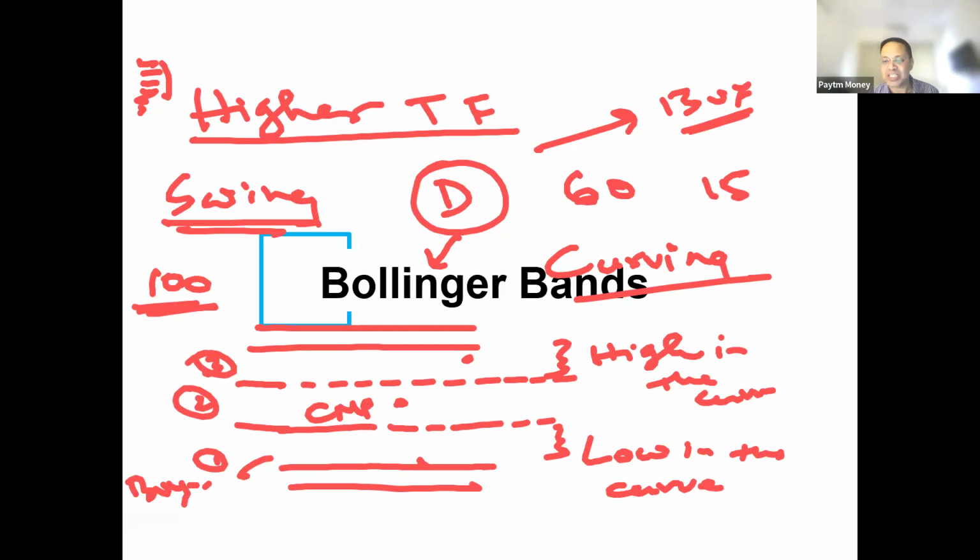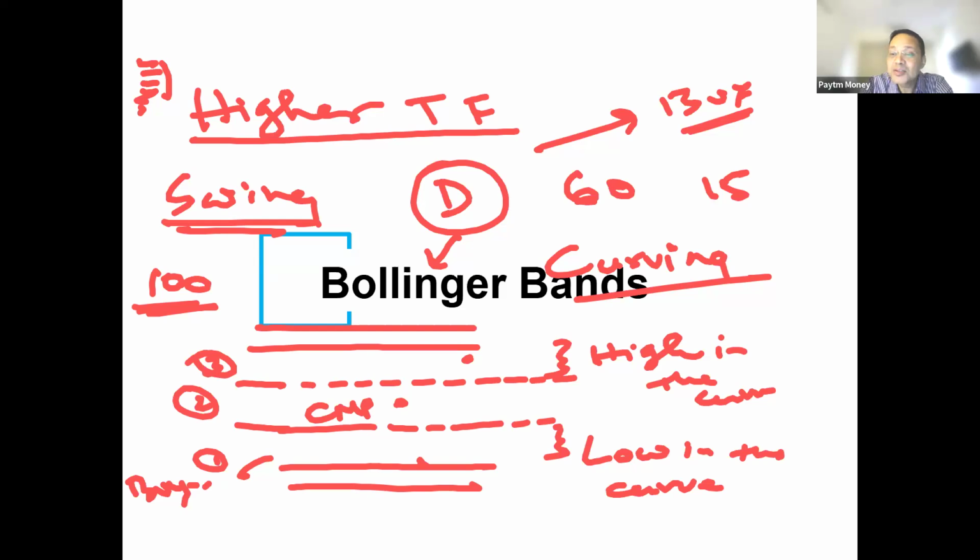Can you guys go ahead and type in the chat box where the stock should be? Location of the stock should be demand, right? Or where the stock should be, where the price should be? Low in the curve. Fantastic.